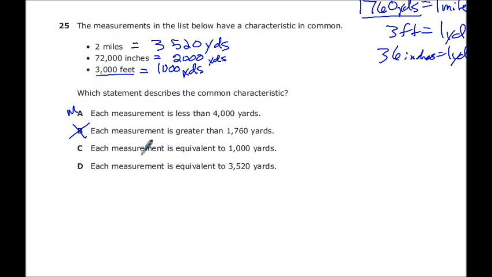Each measurement is equivalent to 1,000 yards. No, two of my measurements are not, so that's wrong. Each measurement is equivalent to 3,520 yards. No, my bottom two are not, so my answer choice must be A.